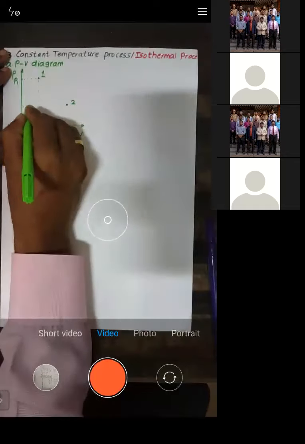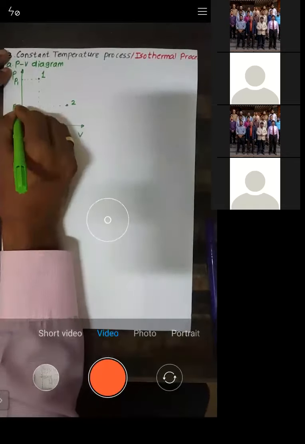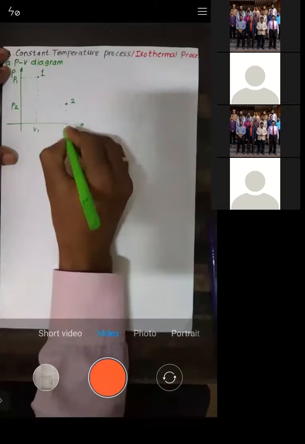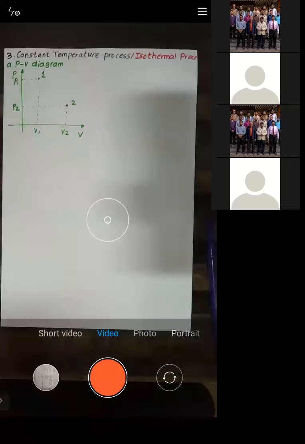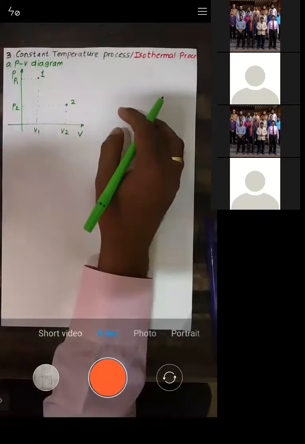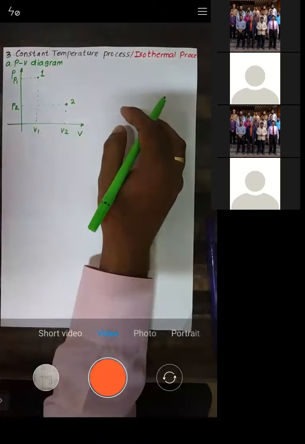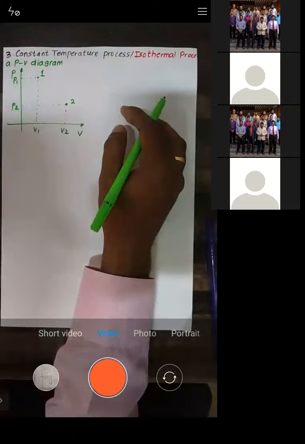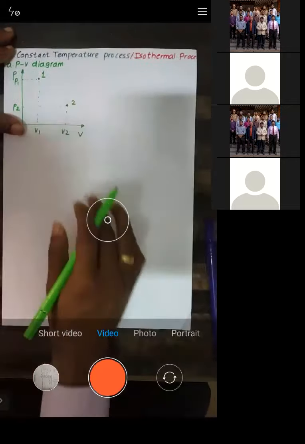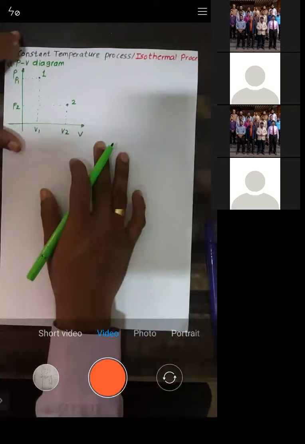Okay, where pressure is P2 and volume is V2. See here, I need to reach point number 2. So this is one process. I will not show how to connect it; I will show it afterwards.